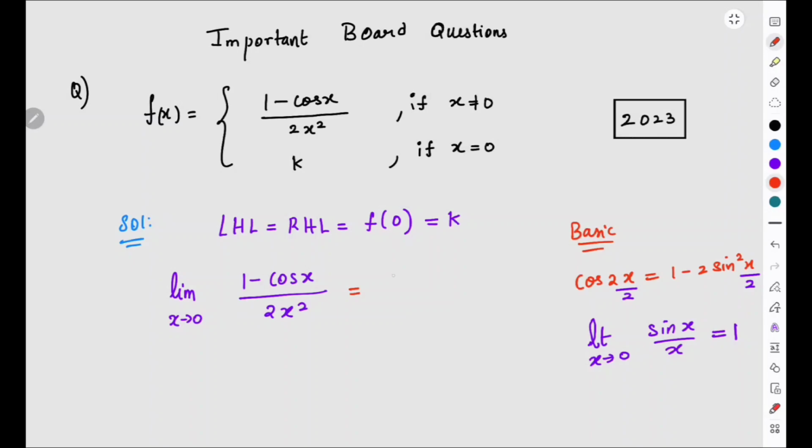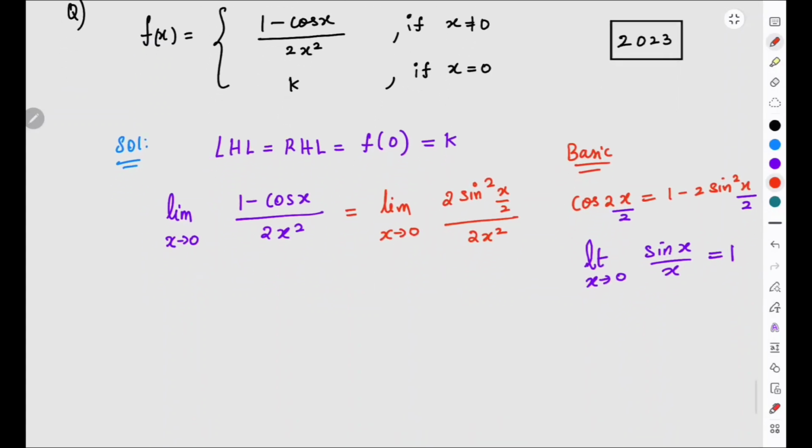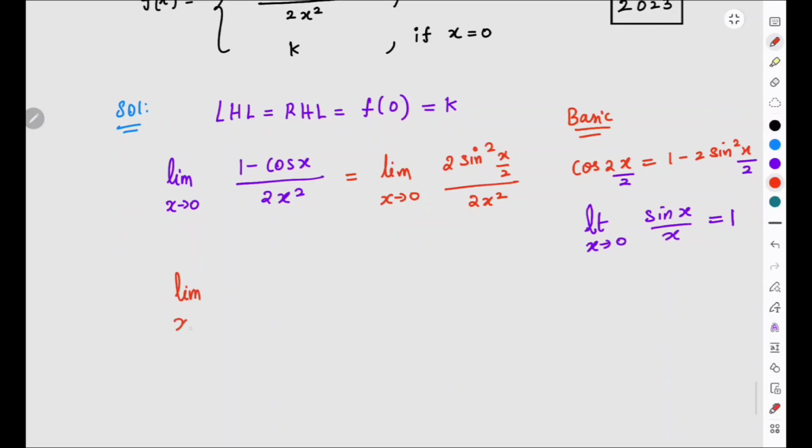So 1 minus cos x can be written as limit x approaches 0, 2 sine square x by 2 divided by 2x square. So the next step would be limit x approaches 0. See here, this 2 and this 2 can be cancelled out. And you should note one thing. Whatever angle you have in the power, you should have in the denominator also. But then we have only x square. So I will multiply by 4 and divide it by 4.